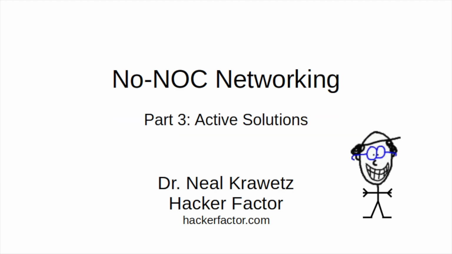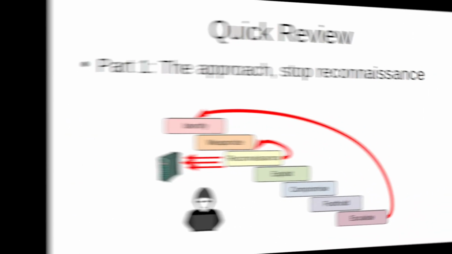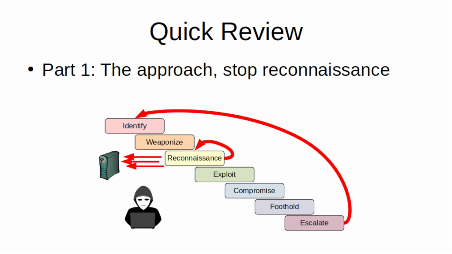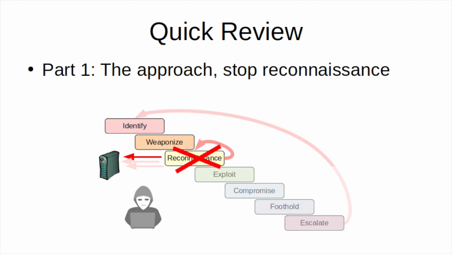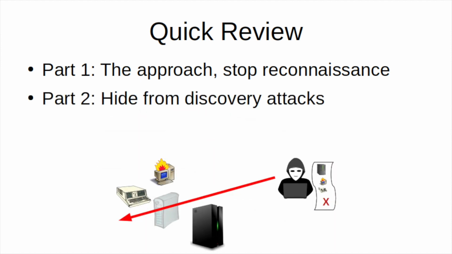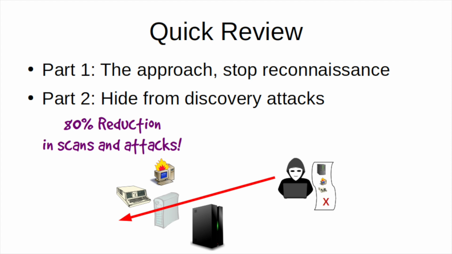Part 3, Active Solutions. In Part 1 of this series, I covered a simple approach for mitigating attacks. If you stop the reconnaissance early, then the subsequent scans and attacks are never generated. In Part 2, I showed a few simple ways to hide from discovery attacks. If the attackers cannot find your server, then they won't queue up your address for more invasive actions. If you implement this, then you should see about an 80% reduction in hostile network traffic.